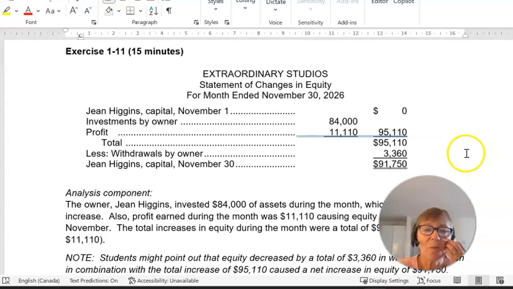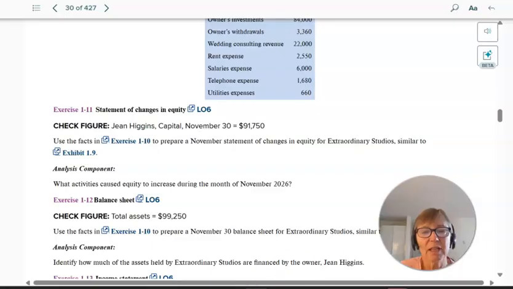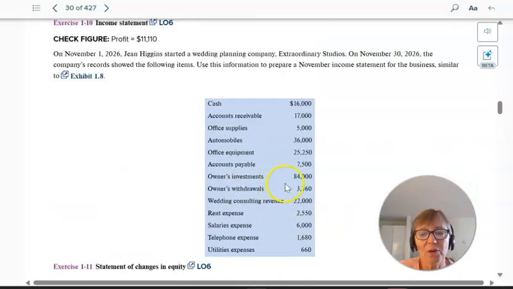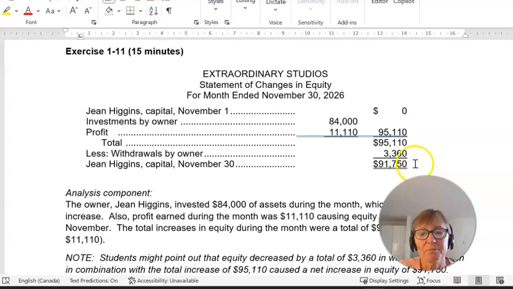Okay, so we know that we open with November 1st, the capital, and because the company only started on November 1st, there is no opening balance. It's zero. But the owner did make an investment of 84,000, as you could see from the list, right? Owner investment 84,000. We know the owner also withdrew 3,360. There's your less withdrawals by the owner, 3,360.